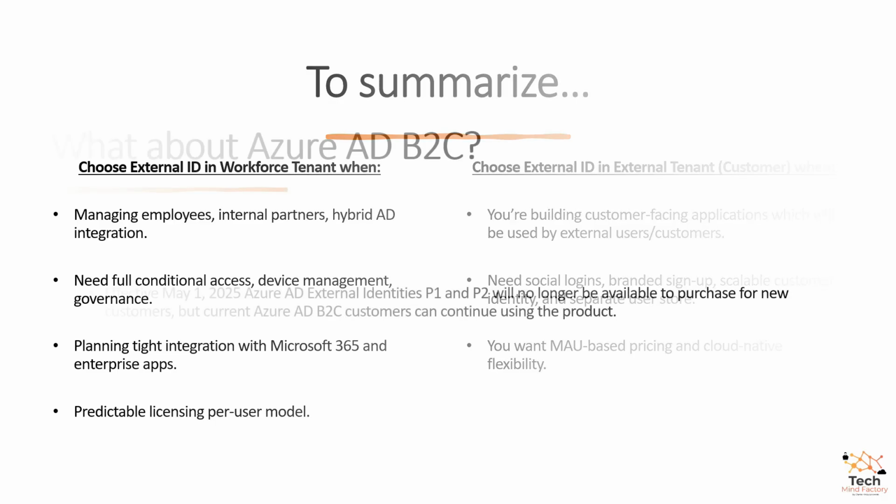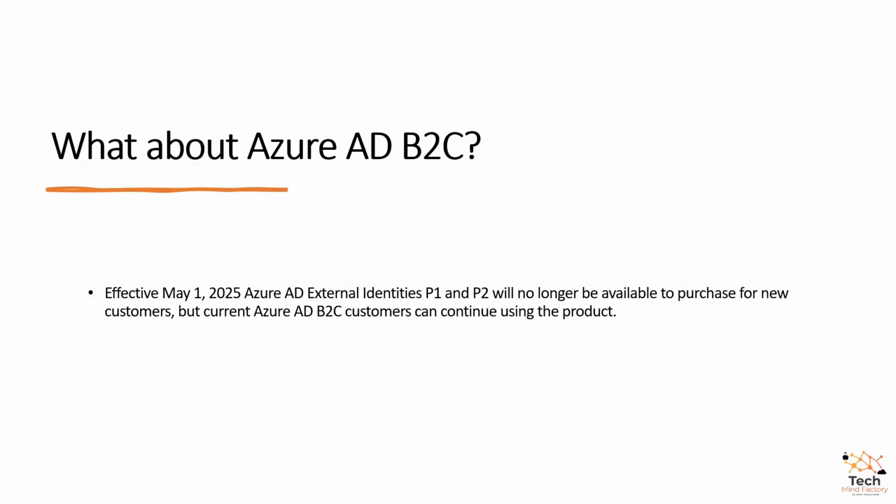Great. So now you can also ask, hey, Daniel, what about Azure AD B2C, or Azure Active Directory B2C? So effectively, May 1st, 2025, Azure AD External Identities P1 and P2 will no longer be available to purchase for new customers, but current Azure AD B2C customers can continue using the product. This is the official information that we can find in Microsoft documentation. So basically, just to make it simple, Azure AD B2C is a deprecated service now, starting May 1st, 2025. So if you are watching this video after May, obviously, it means that Azure AD B2C is already deprecated.